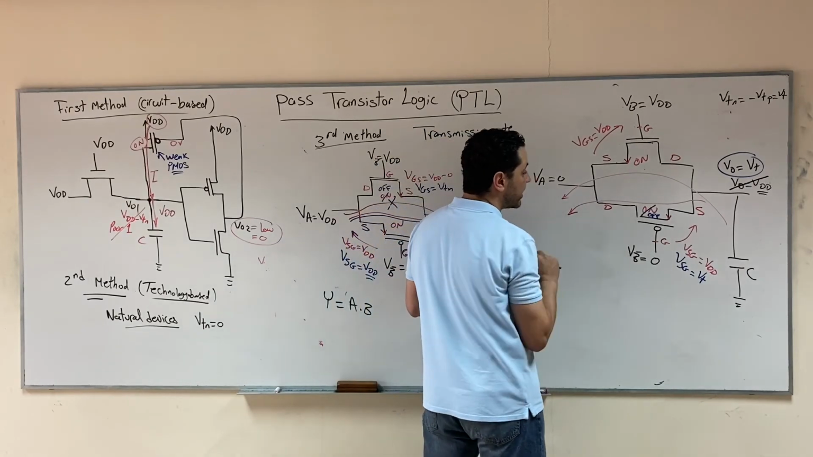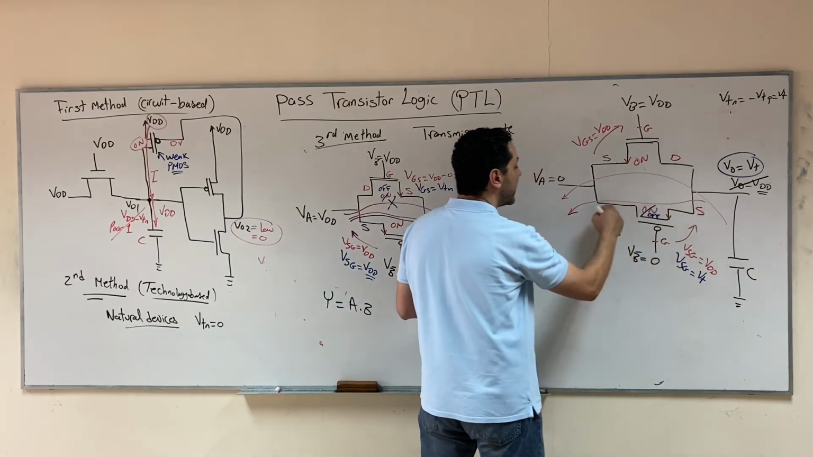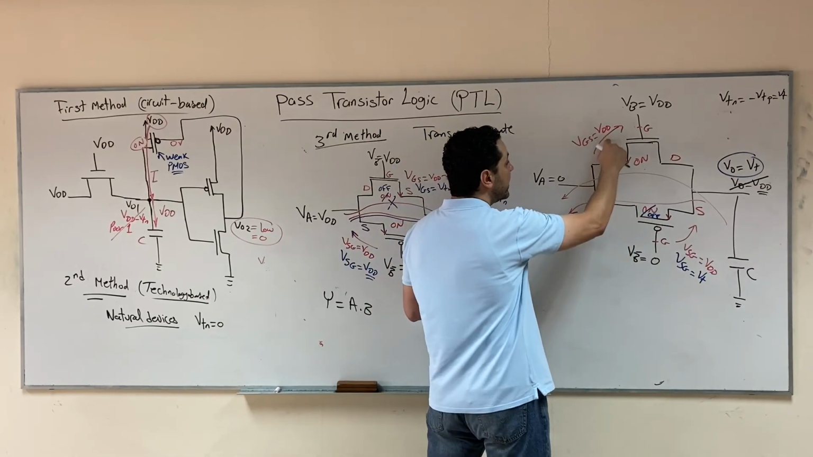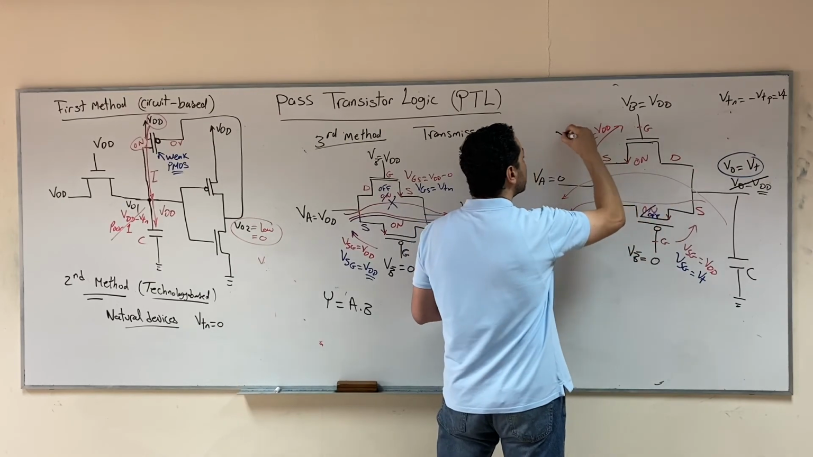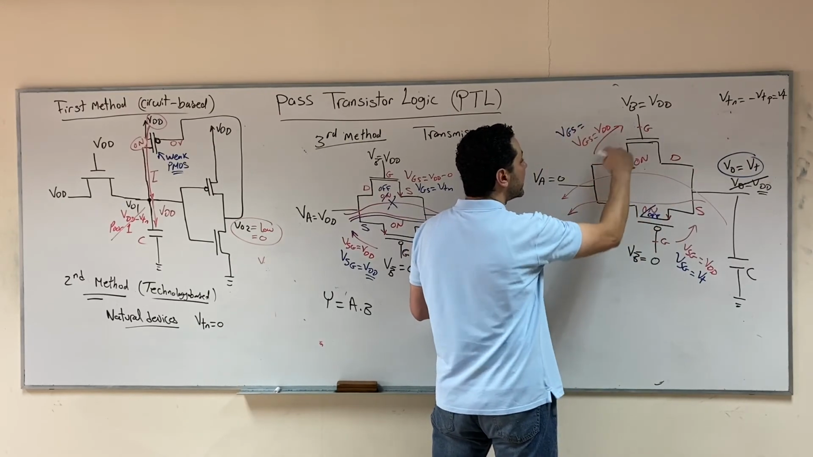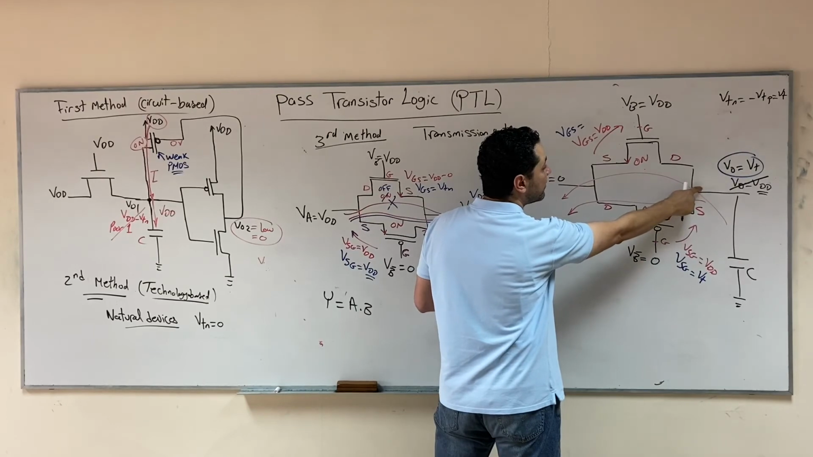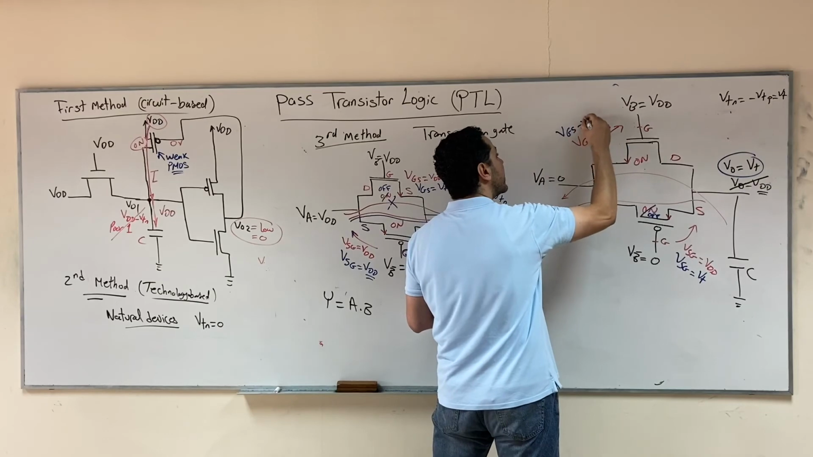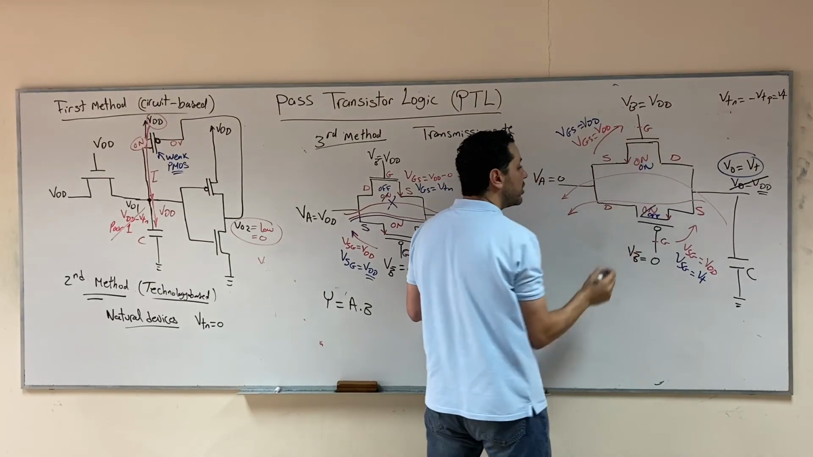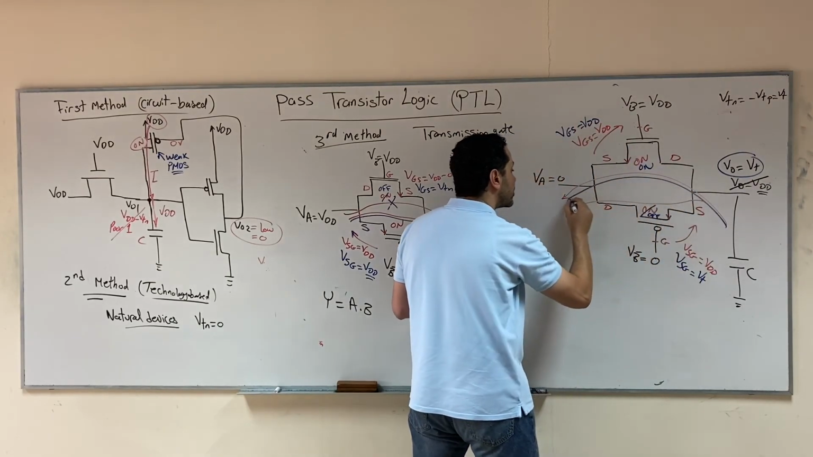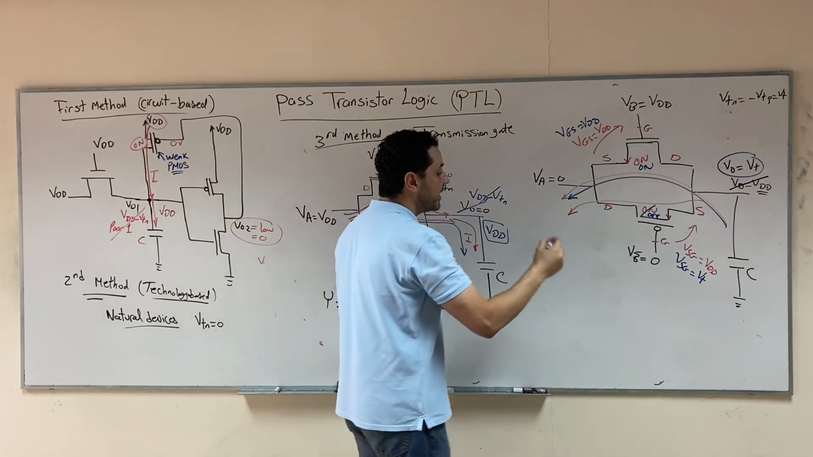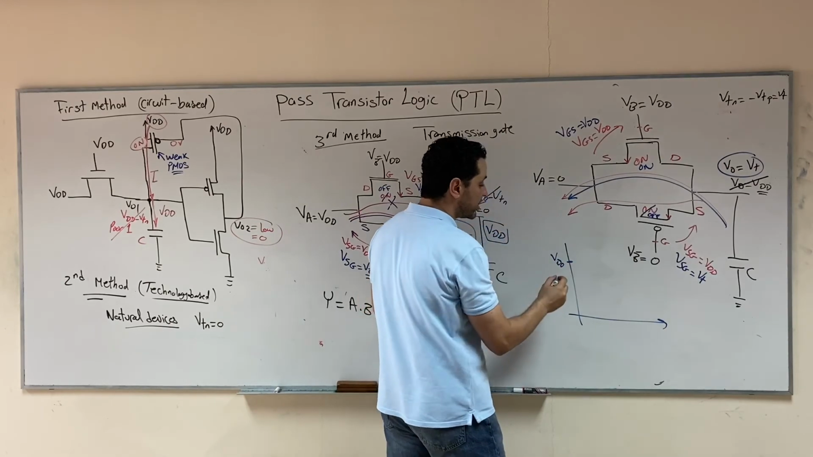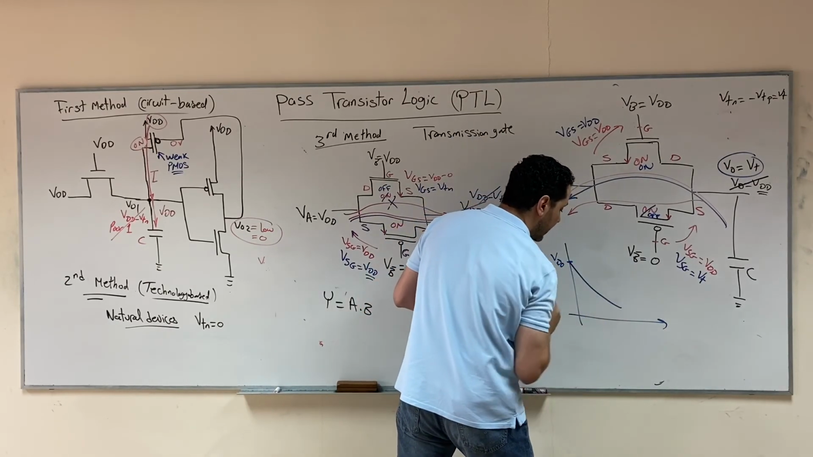So this transistor will turn off, and the capacitor will not be able to discharge through this transistor anymore. However, VGS of this transistor doesn't depend on the voltage of the capacitor. So VGS of this transistor will remain always VDD minus 0, always VDD, and this transistor will remain on, and the capacitor will keep discharging through this transistor until it reaches 0. So the capacitor, during the discharge, it will discharge up to here.